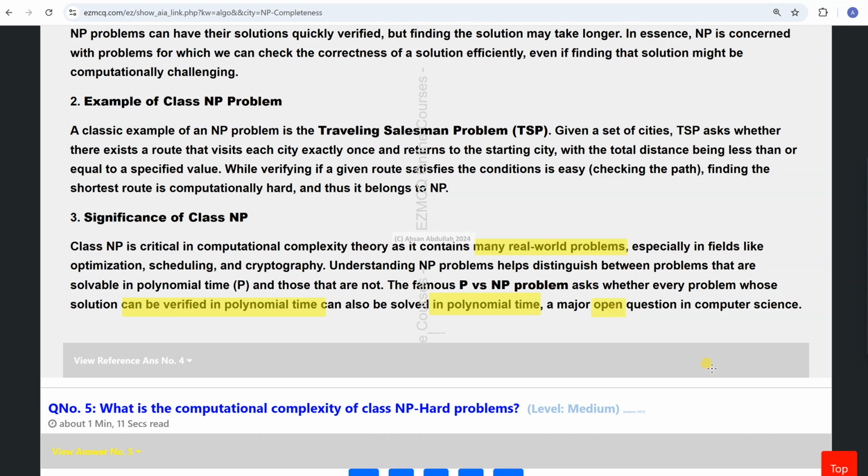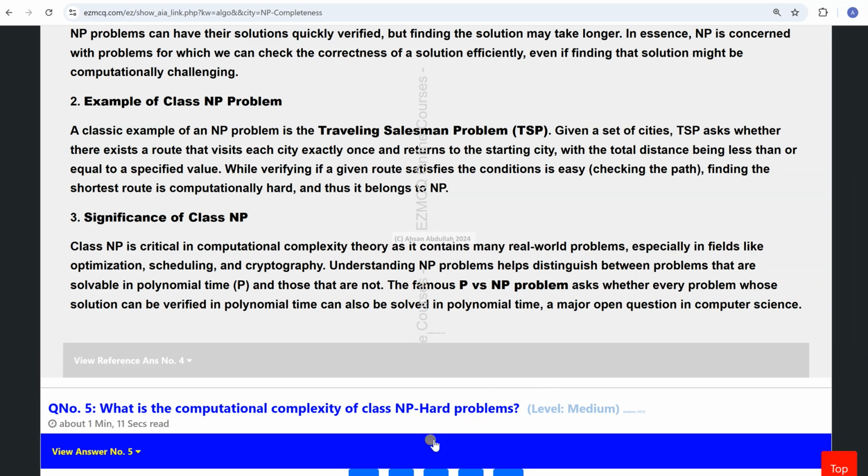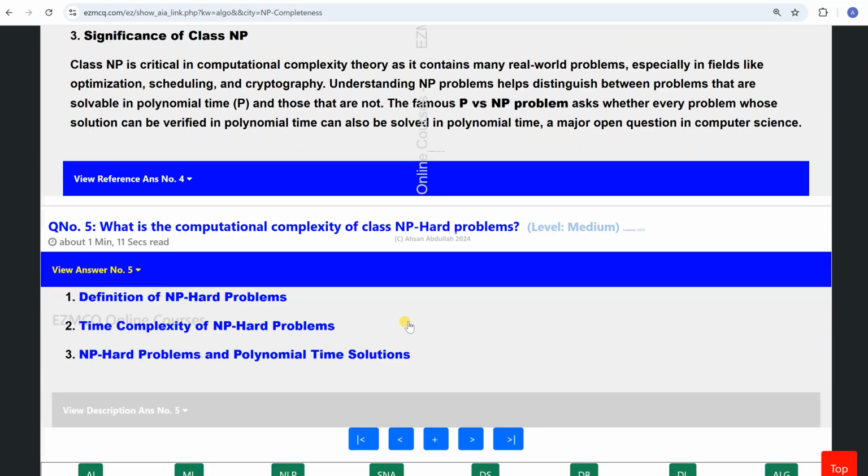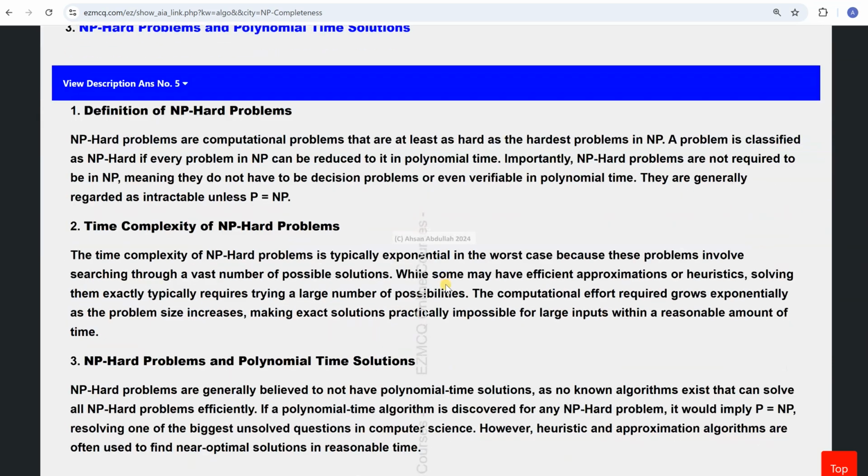We move on to another class: what is the computational complexity of class NP hard? NP hard problems are problems that are at least as hard as the hardest NP problem, and every problem in NP can be reduced to it in polynomial time. Reduction is not part of this course, but part of the advanced algorithm course, which I also teach. NP-hard problems are not required to be in NP. They do not have to be decision problems or even verifiable in polynomial time. They are generally regarded as intractable.